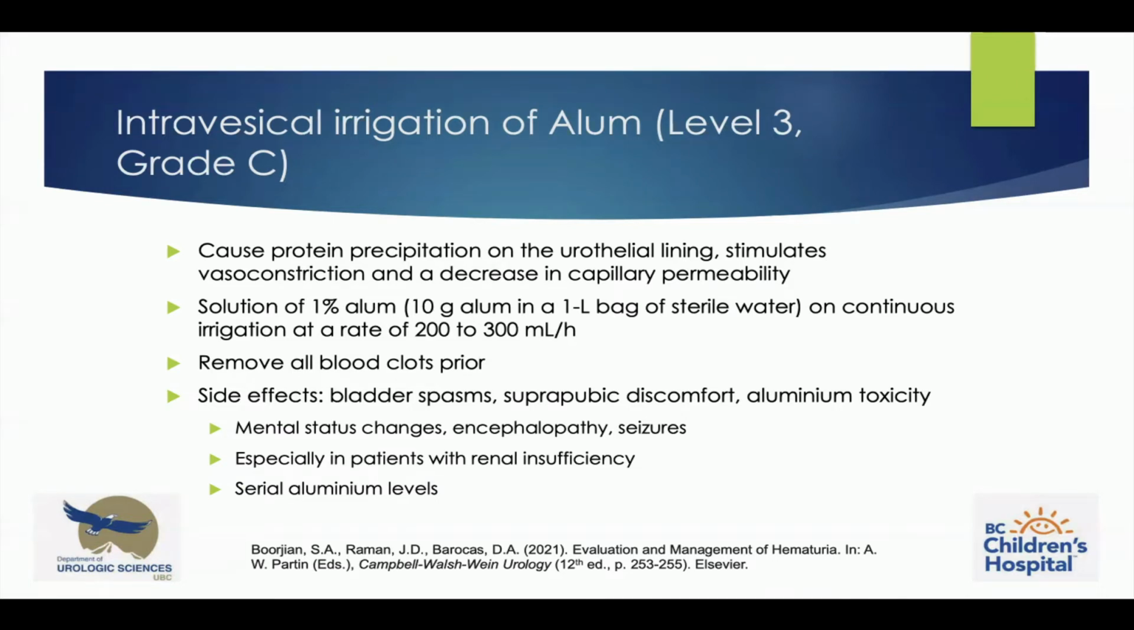And the side effects are bladder spasm, suprapubic discomfort, and we have to be careful with aluminum toxicity. If that happens, we can observe mental status changes, encephalopathy, and seizures. And this happens especially in patients with renal insufficiency. Something we can do to follow is measure serial aluminum levels.